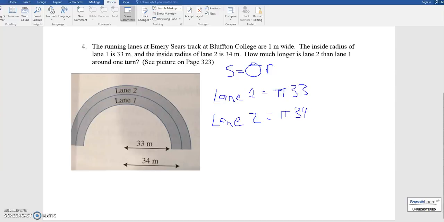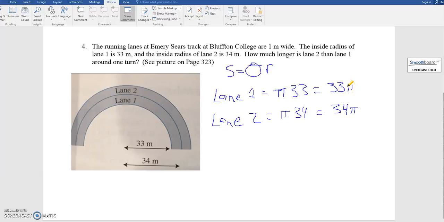Now, I want you to think about how you would figure out how much longer lane 2 is compared to lane 1. You would simply subtract lane 1 from lane 2. So you would take 33 pi and take that away from 34 pi. I have these written upside down here, but really what we're trying to do is take 34 pi minus 33 pi.